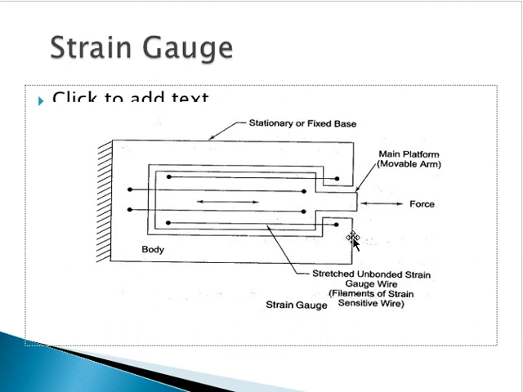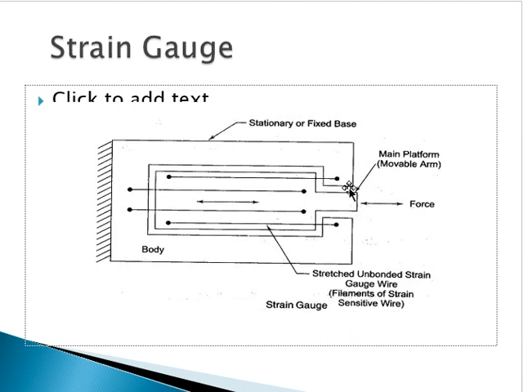So this is a typical diagram of a strain gauge. This is a stationary or fixed base, or body, and this is the main platform or movable arm. On this movable arm the force or pressure can be applied. And these wires, 1, 2, 3 and 4, what are these? Stretched strain gauge wires, or filaments of a strain sensitive wire.